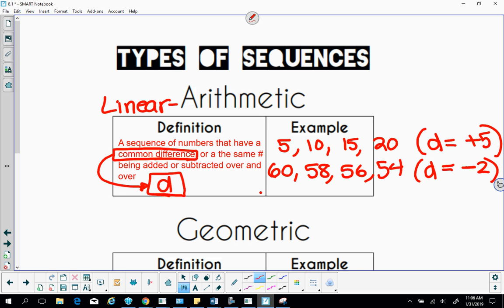Last one: negative 3, negative 5, negative 7. What would be next? Negative 9. What is our difference there? Subtracting 2. We have to remember when it's negative, I'm taking 2 more away. Those are my 3 examples. The first part of today is you're just differentiating between arithmetic and geometric.